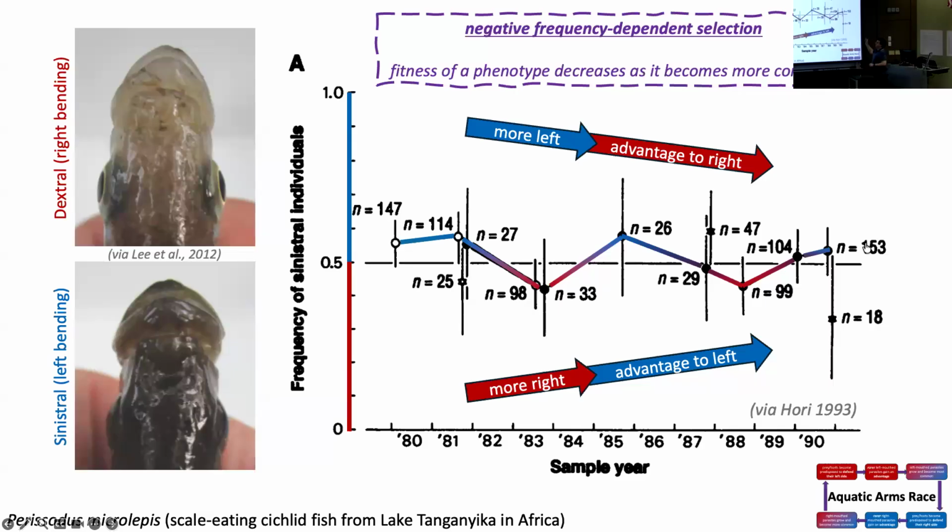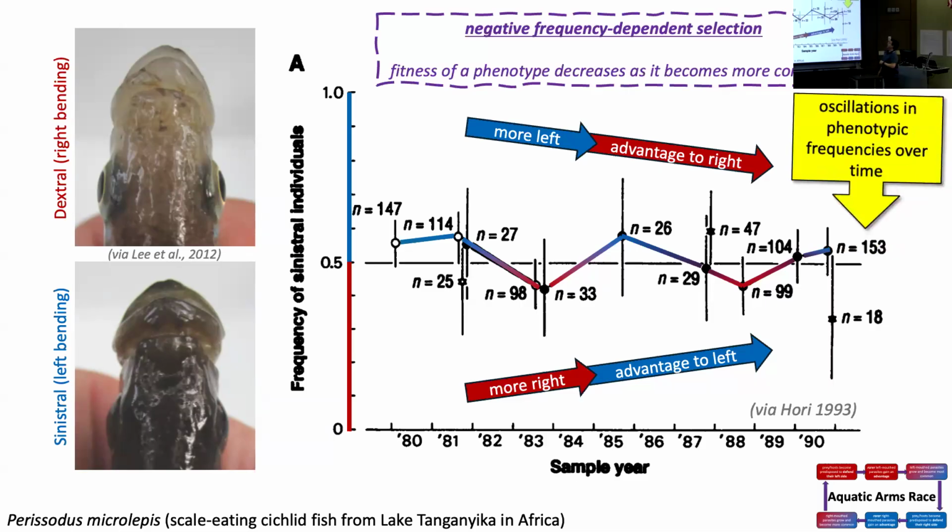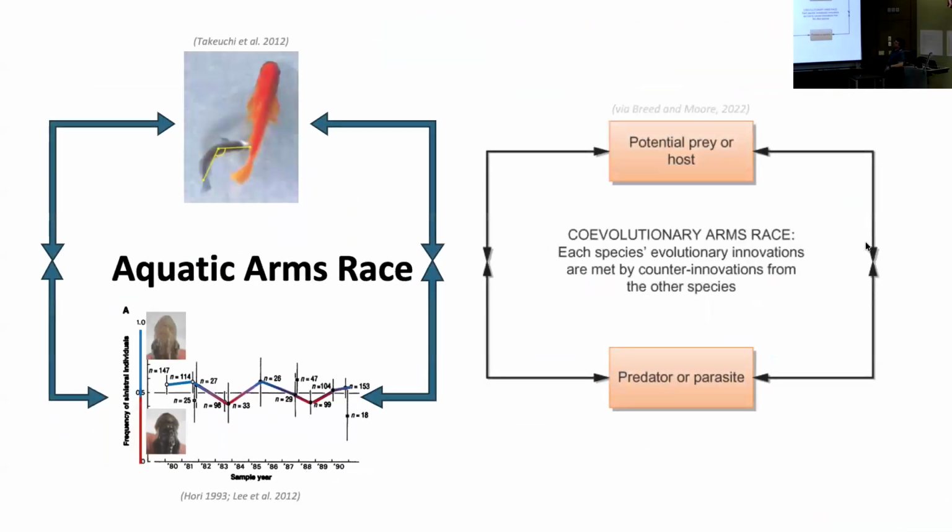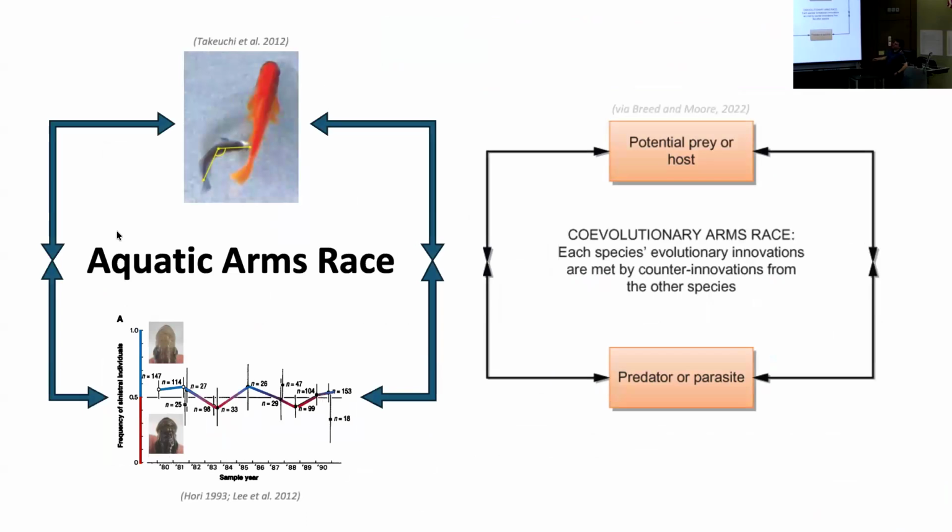I think it's pretty cool to see that dynamic population, the fact that you see these behaviors. It's like the mouths are constantly switching. Okay. So yeah, oscillations over time. All right, so that's an example of an aquatic arms race. And we generally use that term whenever we see oscillations like this as an arms race.